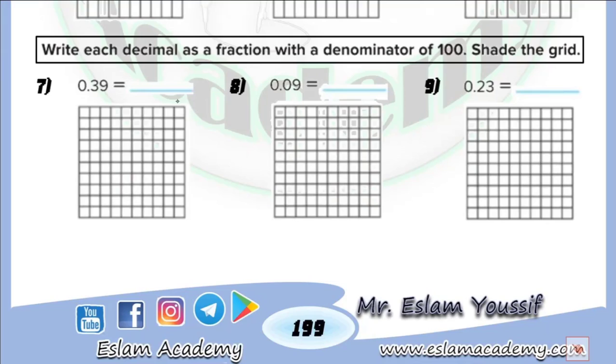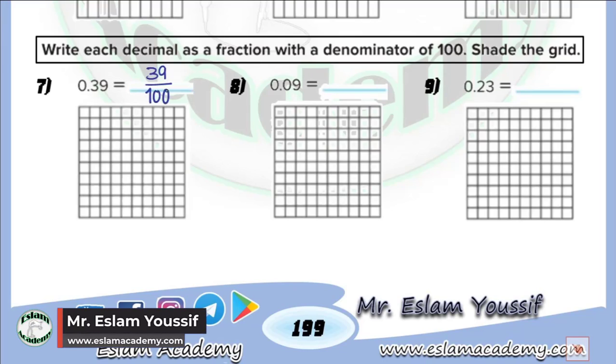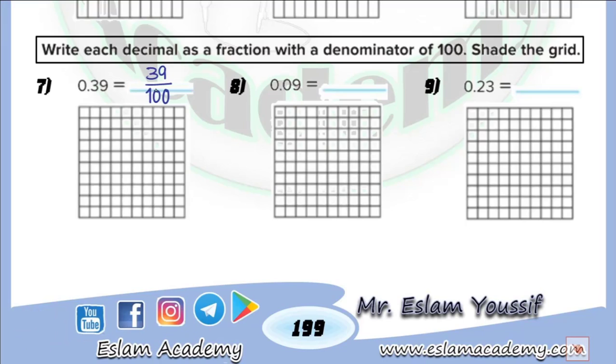In this question, we need to write each decimal as a fraction with denominator equal to 100. In question number 7, we have 0.39. Just write the number which lies at the right of the decimal without any change as the numerator. Now because we have 2 digits at the right of the decimal, it means the denominator will be equal to 100. If we have only one digit, the denominator will be equal to 10. But if we have 2 digits, the denominator will be equal to 100.